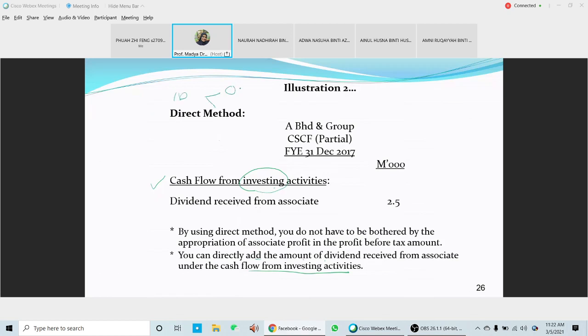One is for the operating activity. For the operating activity, you need to add back the amount of share of profit. And then we're going to have another item under investing activities. We're going to have a dividend from associate. That is the difference between direct and indirect methods.